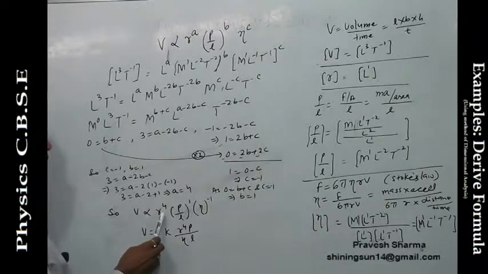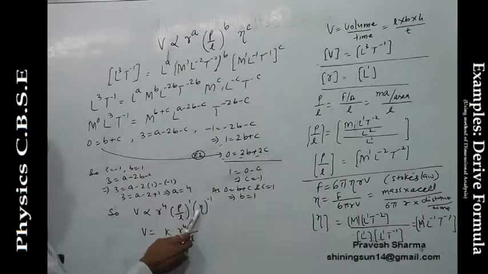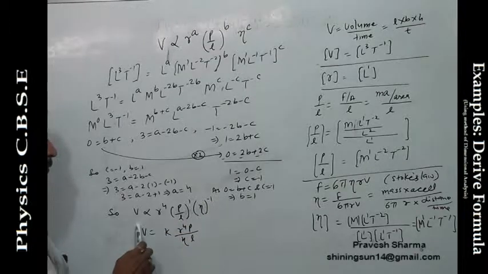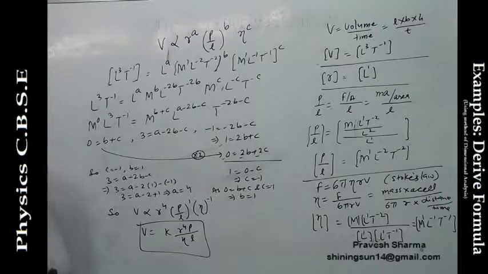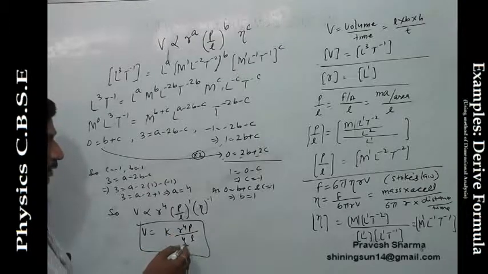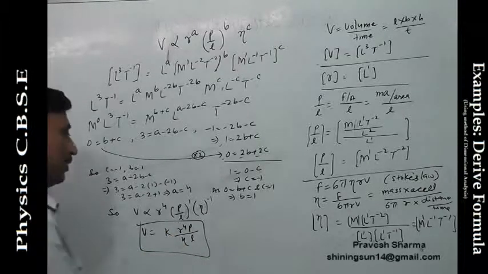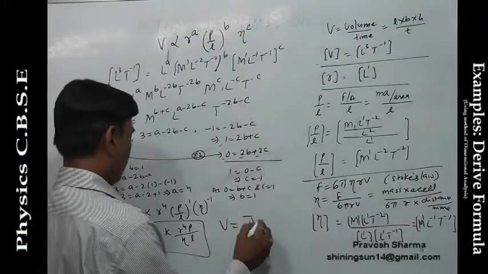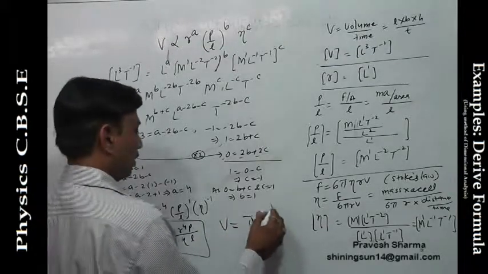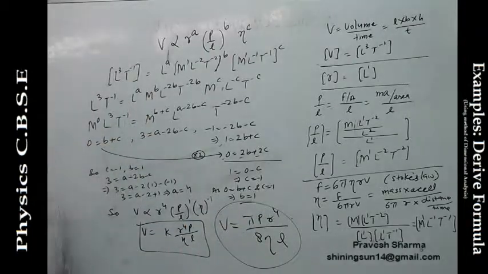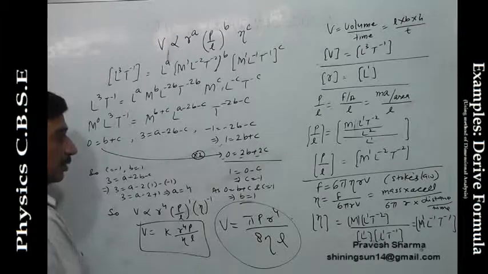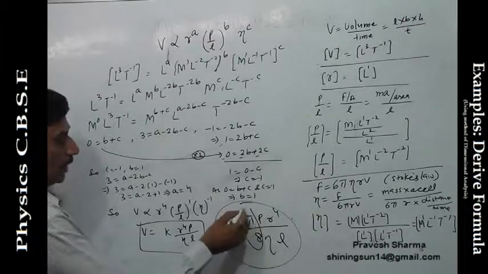Rate of flow is proportional to r raised to 4, P by L raised to 1, eta raised to minus 1. Minus 1 goes into the denominator. So the volume is equal to k, where k is the constant of proportionality, times r raised to 4 P by eta L. Otherwise, the formula is pi P r raised to 4 upon 8 eta L. That is the formula. Obviously, from dimensional analysis you cannot make out the value of the constant.